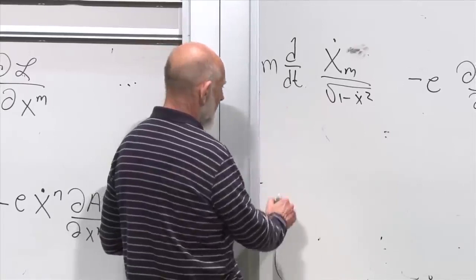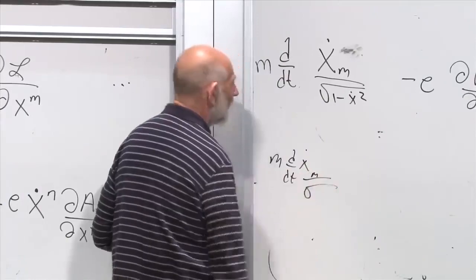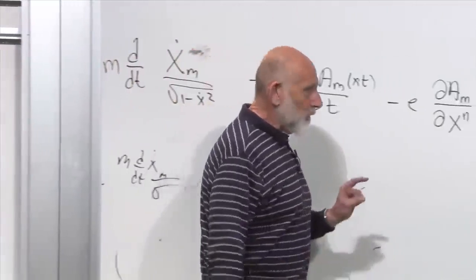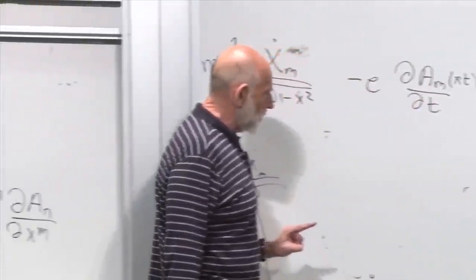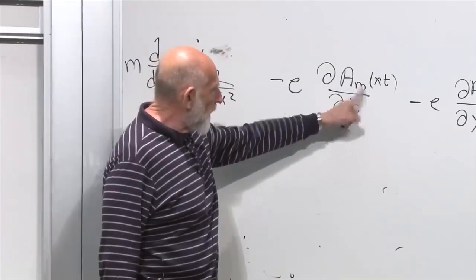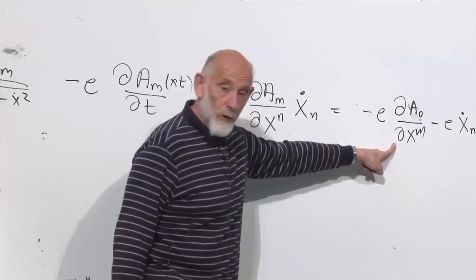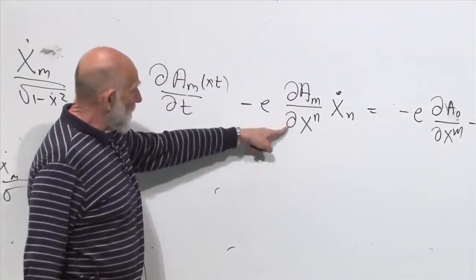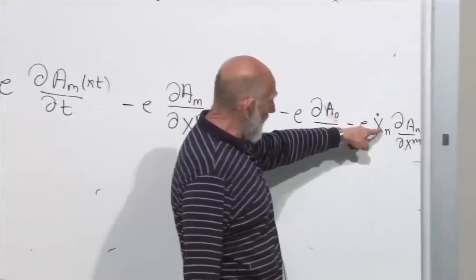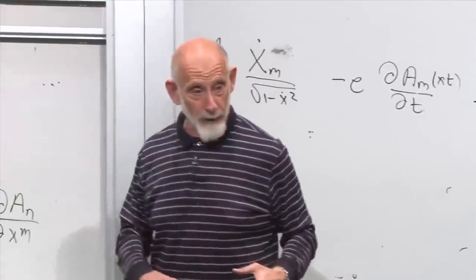Leave it on the left-hand side, m d by dt of x dot m over square root, and put everything else on the right-hand side, and then group things together. We're going to group them into two kinds of terms. One kind is not proportional to a velocity. This has no velocity multiplying it. And here is another term which has no velocity multiplying it. The second term on the left-hand side has a velocity, and the last term on the right-hand side has a velocity. So we're going to group things by whether they have a velocity or don't.